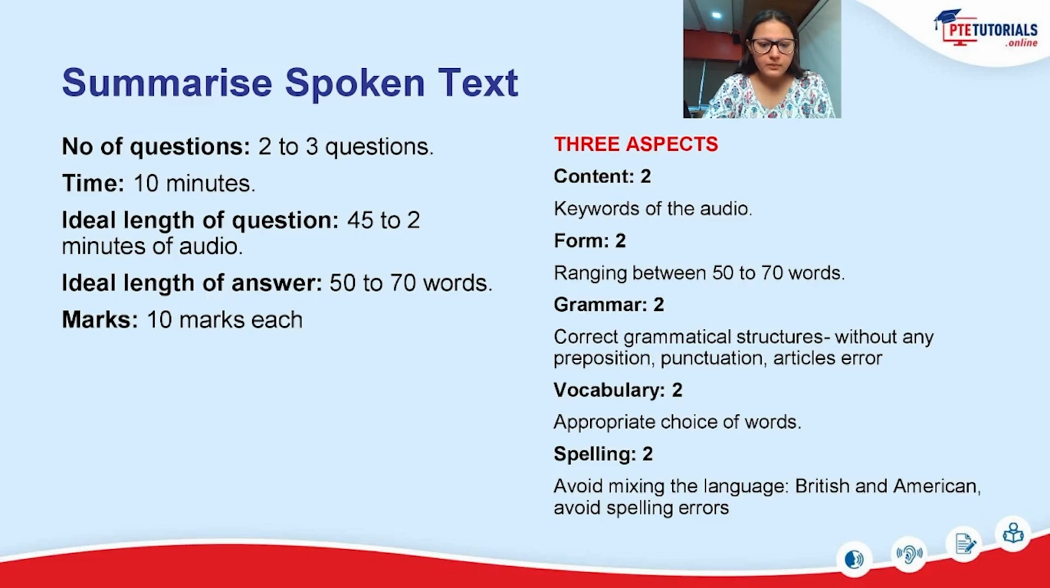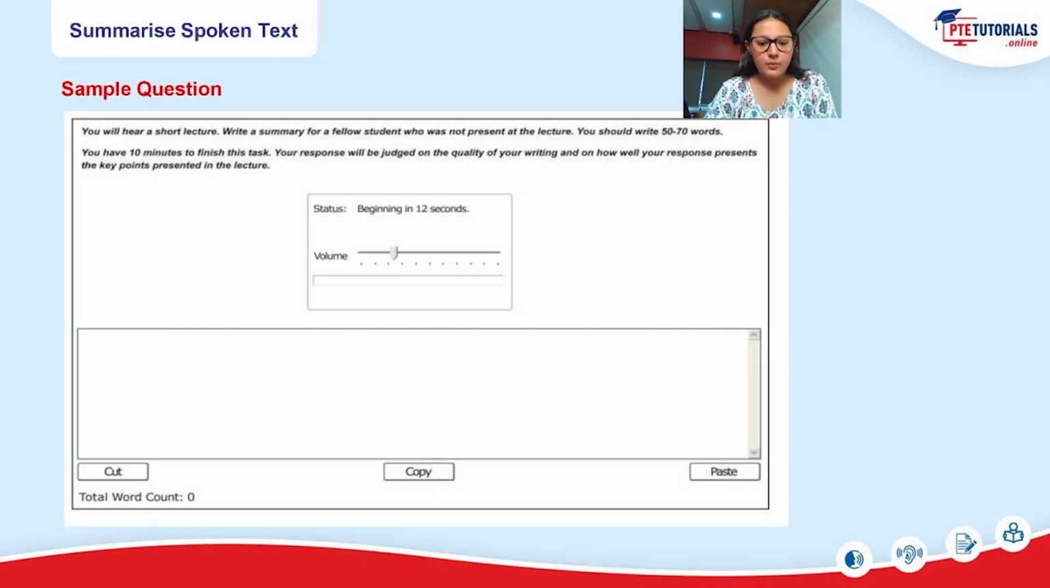Fine. Now we will jump to the summarize spoken text, which is again an integrated task. It is giving the score for writing and listening. Why so? Summarize means write something. Spoken text means the audio, and that's why it gives the score for listening and writing. How it looks, here it is. So there will be a short lecture. Write the summary on the basis of that particular lecture in 50 to 70 words.